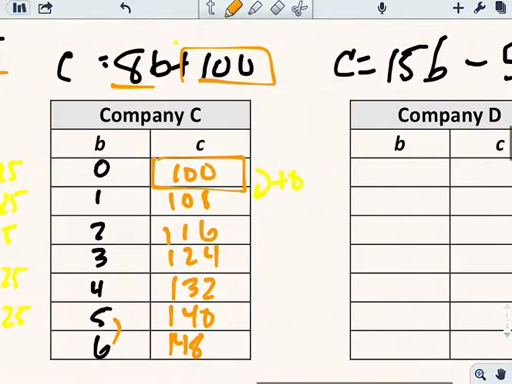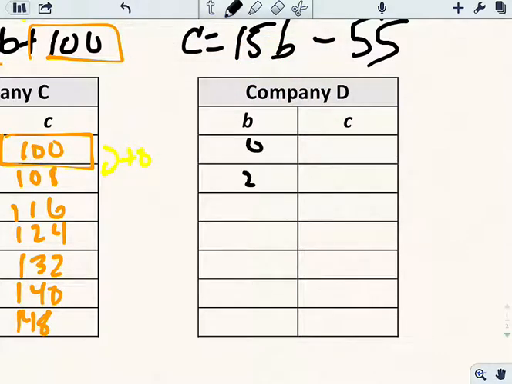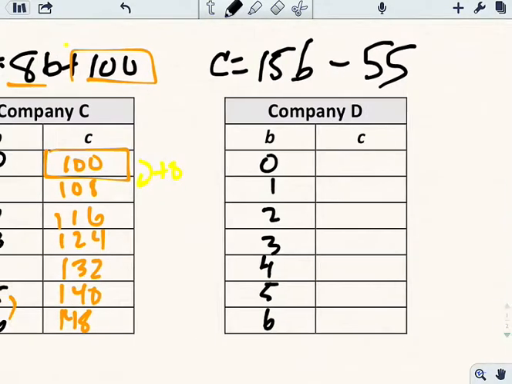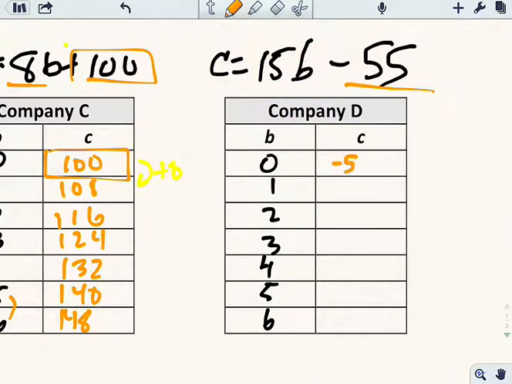Okay, so that's that table. This one is probably the most difficult one, per se. Collins, what are you doing? 0, 1, 2, 3, 4, 5, 6. Okay, and then we've got their start value, got it right there, minus 55.